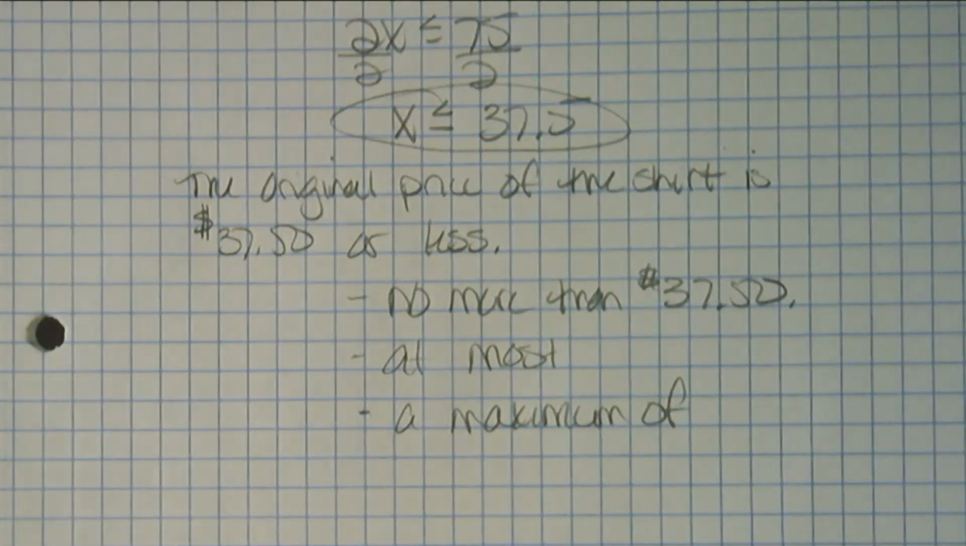So in your story problems, when you have inequalities, you have to somehow indicate with your words that it is an inequality. You can't say it is $37.50 because that's just the maximum it can be, not all the possible ones. Does that make sense to you guys? You guys cool with that? Okay, you guys are good to go.